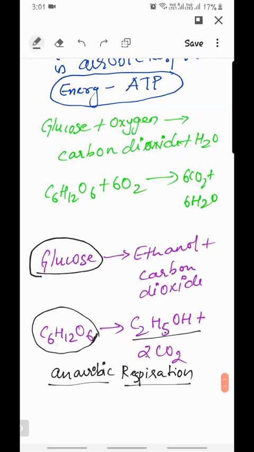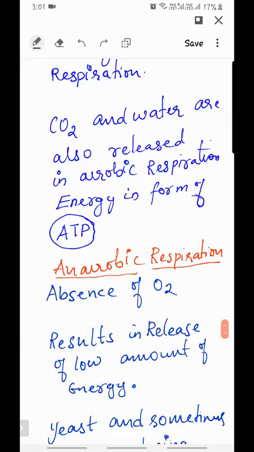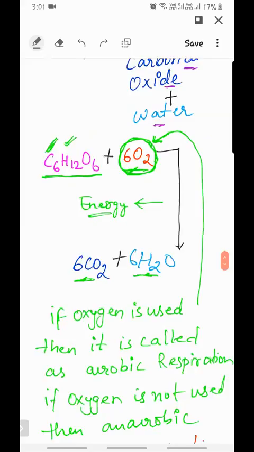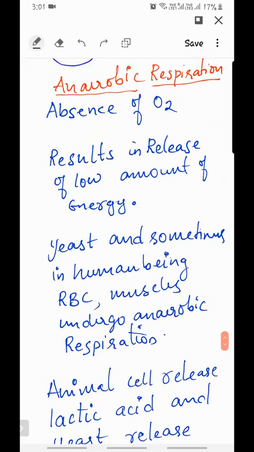Yeah, thank you. Ethanol is alcohol. It is a chemical. Okay, alcohol. Sir, can you please repeat the definition of anaerobic respiration? See here, you can take a screenshot. One second, sir. Thank you, sir.